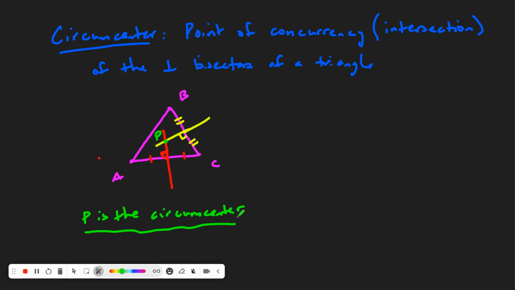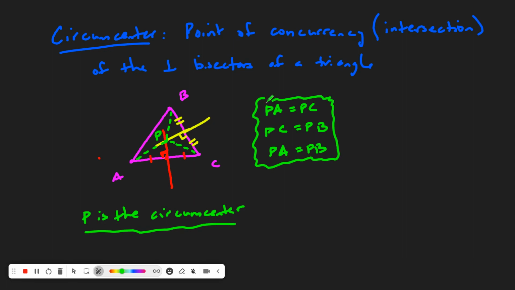Okay, so now, based off of the perpendicular bisector theorem, since P is on the perpendicular bisector of segment AC, the distance from P to A is the same as the distance from P to C. So P to A equals P to C. Well, since P is on the perpendicular bisector of BC, it's also equidistant from C and B. So P to C equals the distance from P to B. And because PA and PB are both equal to PC, that means PA is equal to PB. That's the transitive property.